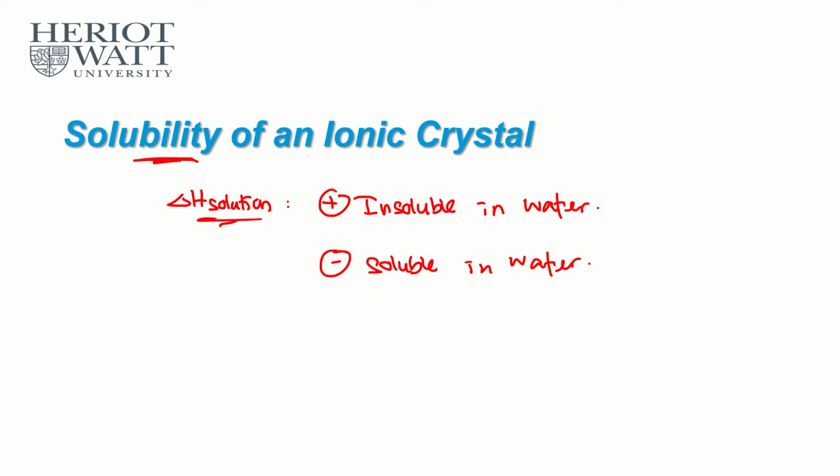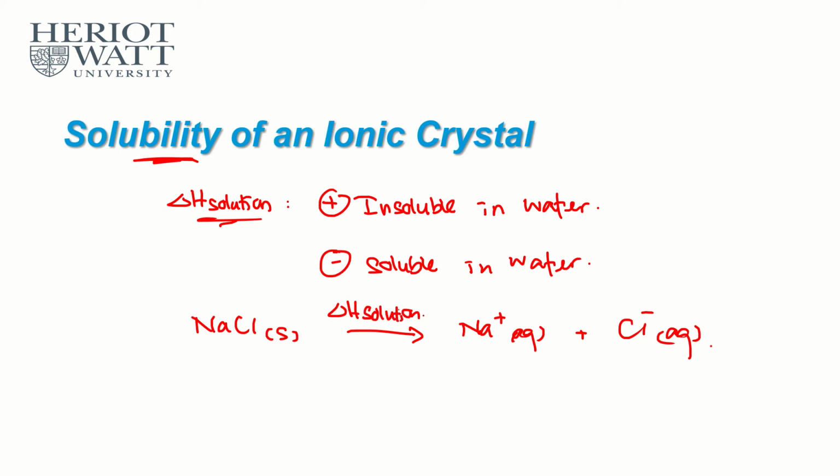Now, if I draw it out in a cycle, when you want to dissolve an ionic crystal, let's say, for example, I have sodium chloride solid. All right. If you dissolve it in water, you will get sodium aqueous and chloride aqueous. Make sense? So this equation indicates the enthalpy change of solution: one mole of substance dissolved in water.